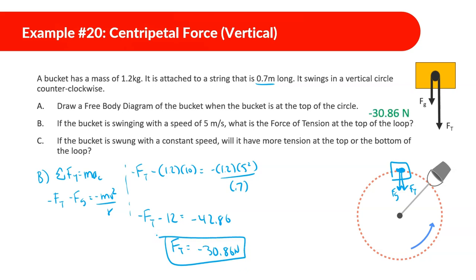If the bucket is swung with a constant speed, will it have more tension at the top or the bottom of the loop? Good question here. At the top, the bucket kind of wants to fall down, meaning there's not going to be as much tension. While on the way back up, it needs a lot of tension to swing up. So there's going to be more tension at the bottom. Okay, hope that makes sense.